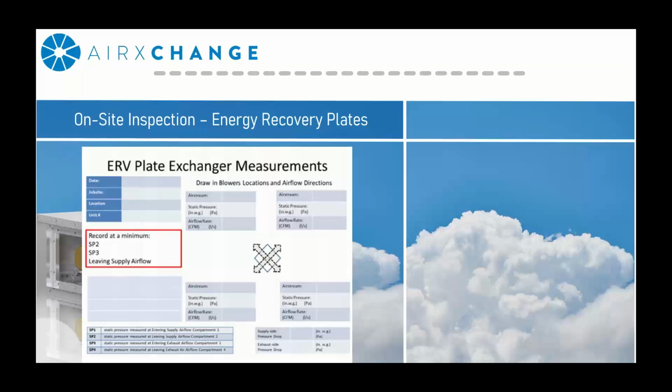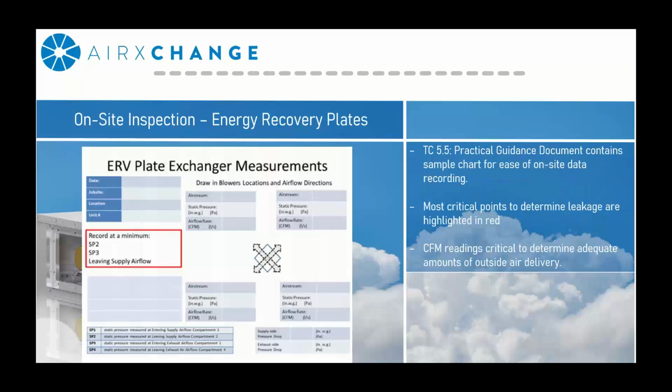So once again, the TC55 document does have a sample chart for plate-based product. The area highlighted red is going to be used again to determine the pressure gradient, and the flows would be used to determine if you're achieving adequate ventilation.